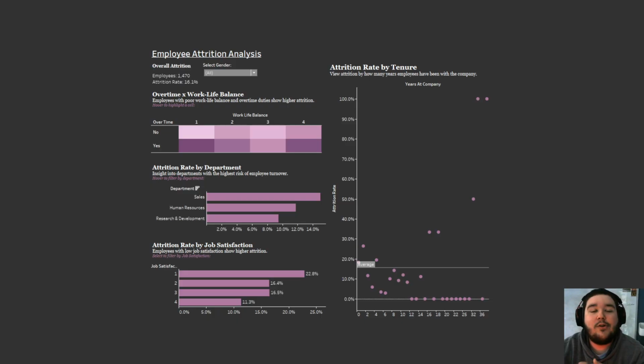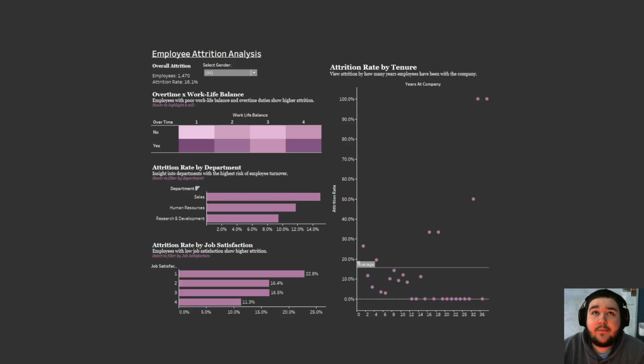A little background for those who don't know, because I didn't before going into this project. Attrition refers to employees leaving the company, whether voluntary or involuntary. The purpose of this dashboard that you see here is to help a CEO better understand why attrition is occurring, where it is most severe, and potential patterns that we can take action on.